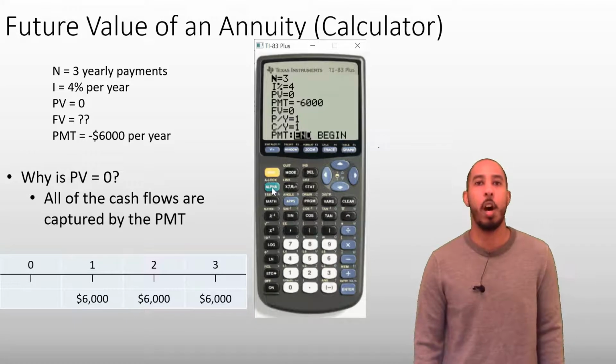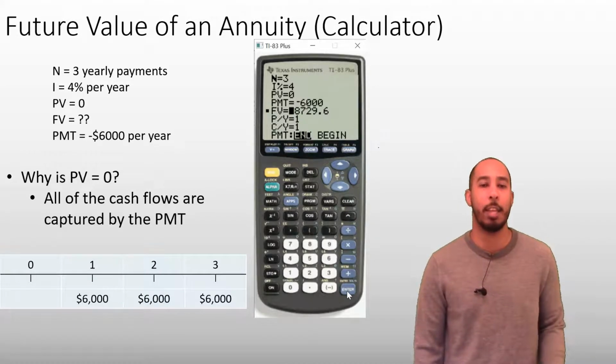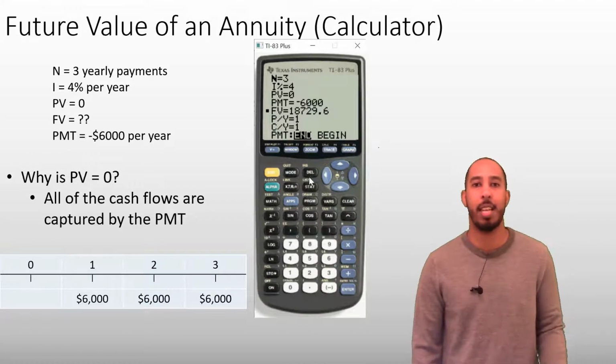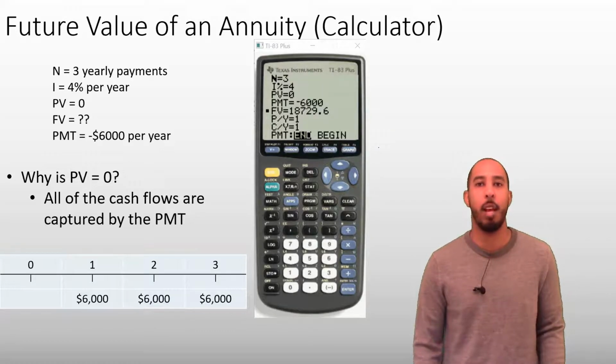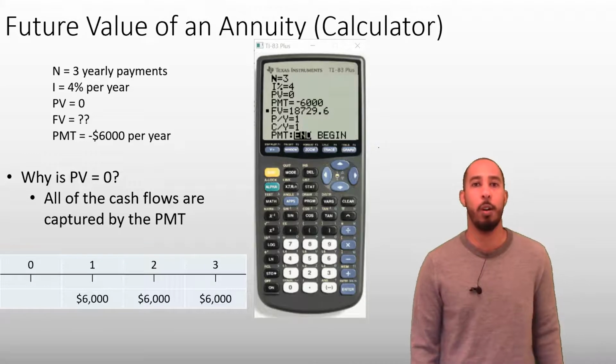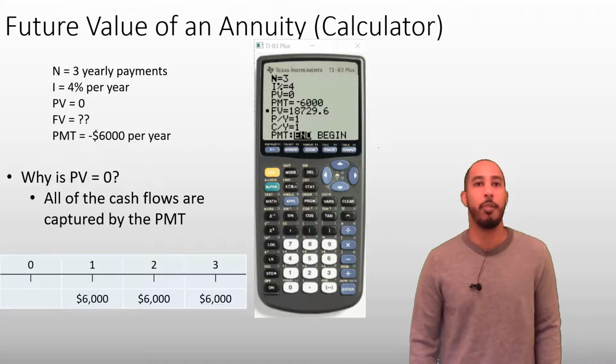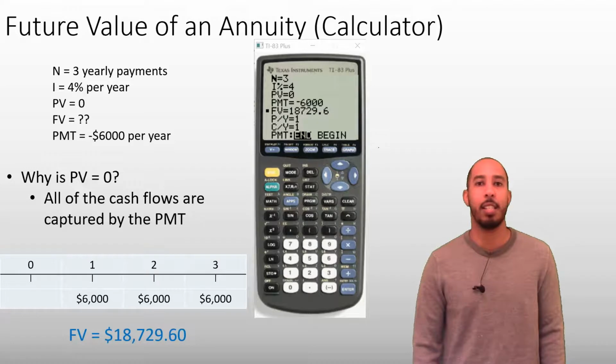We do this because all the cash flows are captured by that $6,000 payment. As you can see on this timeline, there are no other cash flows to account for, and so because of that, we'll set PV equal to 0. Solving for future value, we get $18,729.